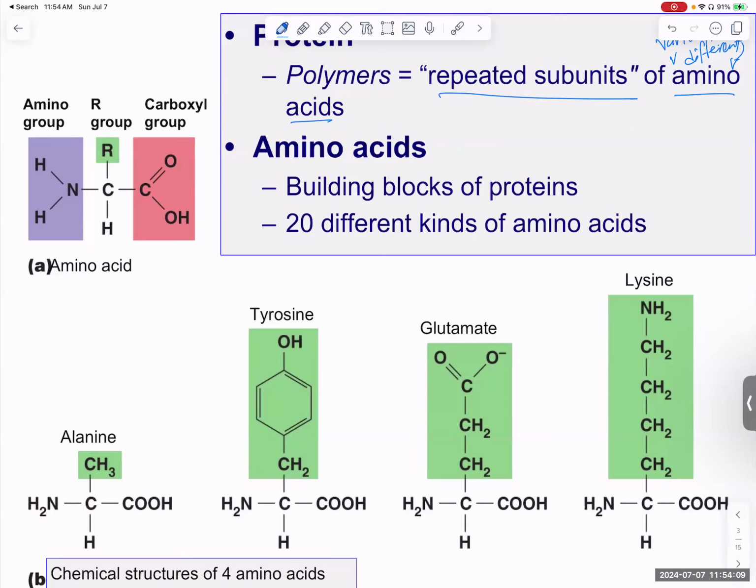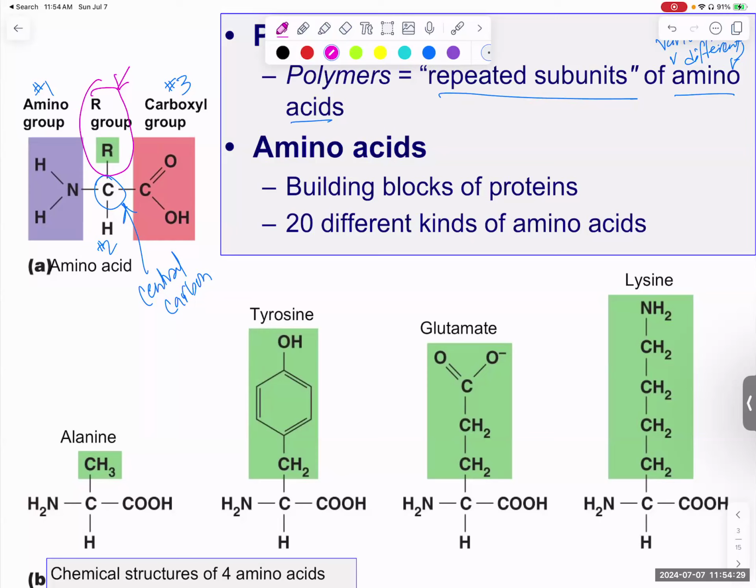So quick review, an amino acid is going to contain, they all contain an amino group, a hydrogen, a carboxyl group, all bound to a central carbon. And then what makes each one of those amino acids different is the R group. So this is going to be different on each of 20 amino acids. So that R group, it's also kind of known as the functional group. Is going to be different.